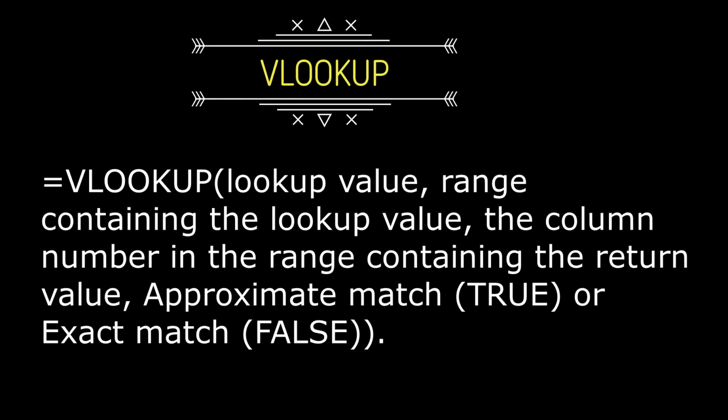Now let us see the VLOOKUP formula. Equal to VLOOKUP of the lookup value, comma, the range containing the lookup value, comma, the column number in the range containing the return value, comma, approximate match, that is TRUE, or exact match, FALSE.